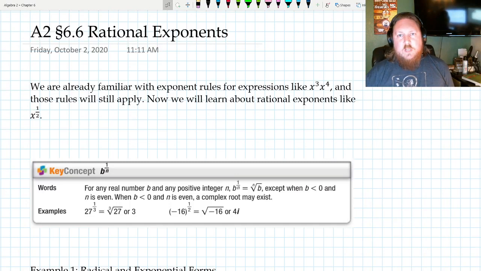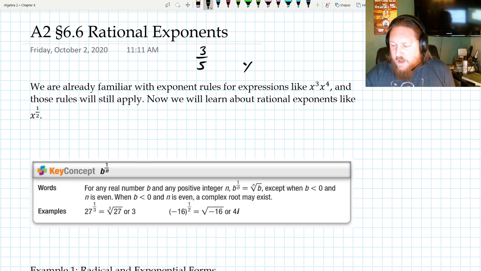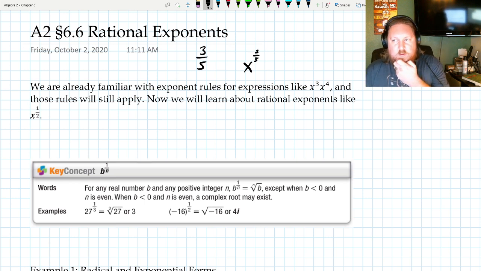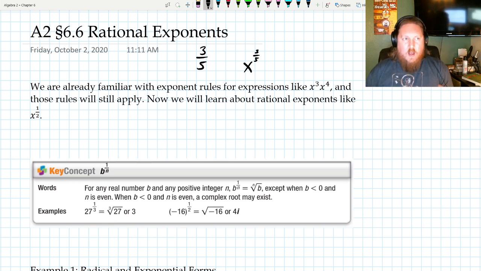Algebra 2, Chapter 6, Section 6, Rational Exponents. Now, if you remember, a rational number is something like 3/5. That's a rational number, so the idea is that is the exponent now for some base. And we are already familiar with some rules of exponents, like x cubed times x to the fourth adds up to be x to the seventh.